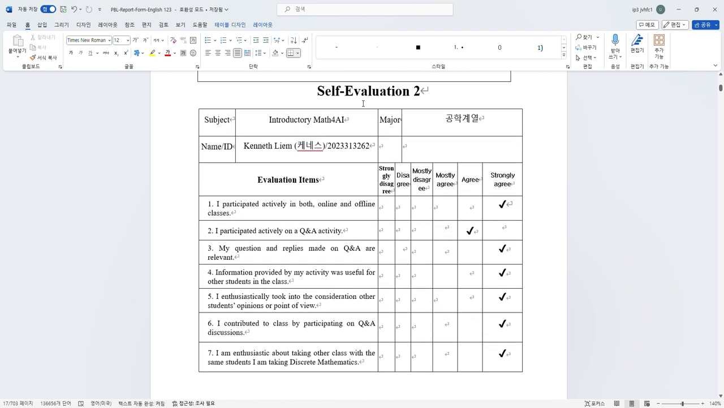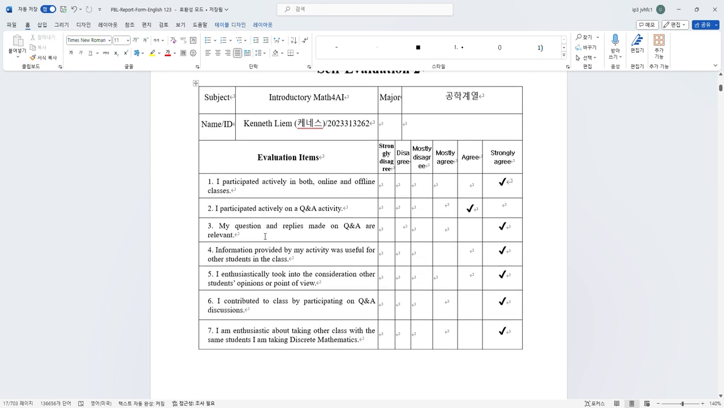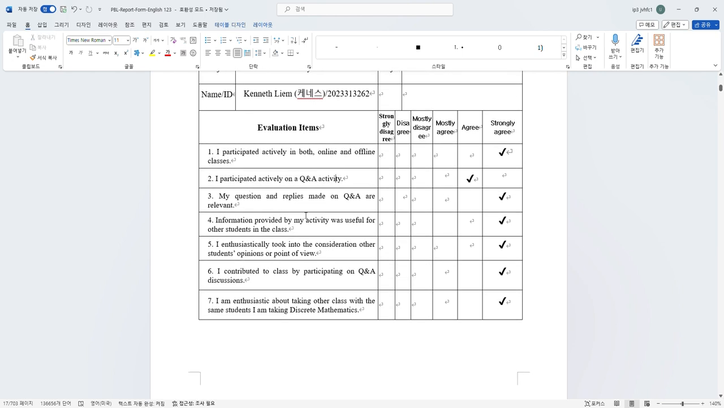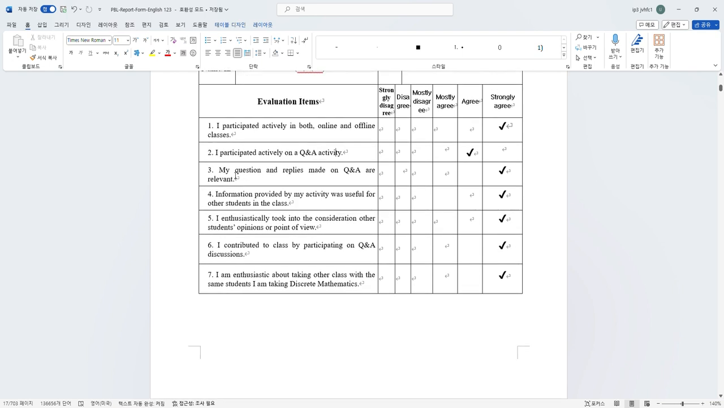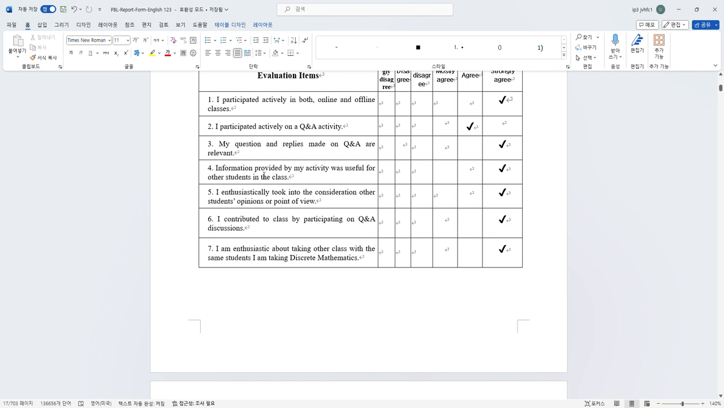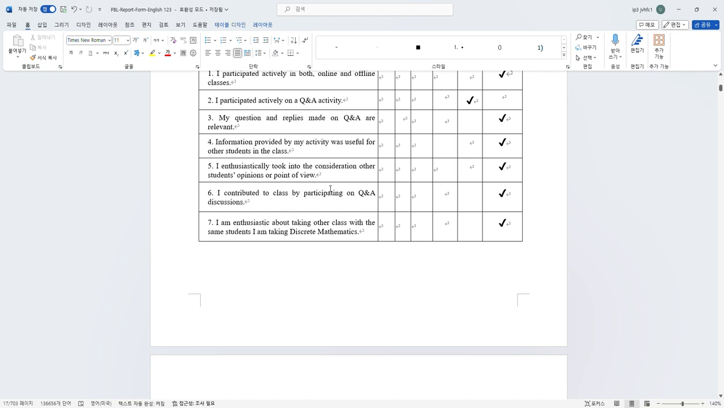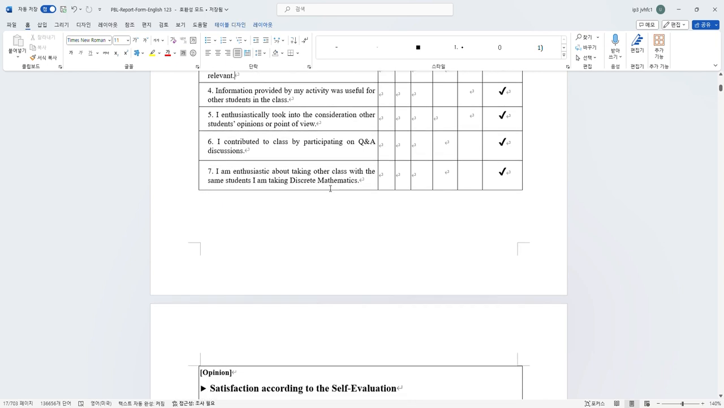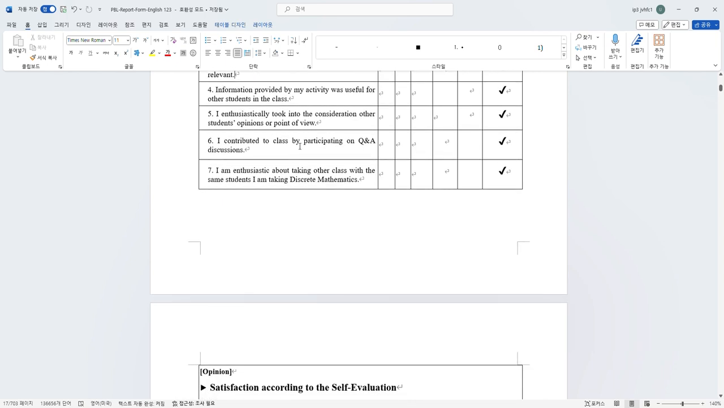And this is my other self-evaluation process, which is I participated actively both online and offline. I participated actively on Q&A. My questions and replies made on Q&A are really relevant. Information provided by my activity was useful also, and I enthusiastically took into consideration other students' opinions or points of view, and I contributed to class by participating in Q&A discussion.